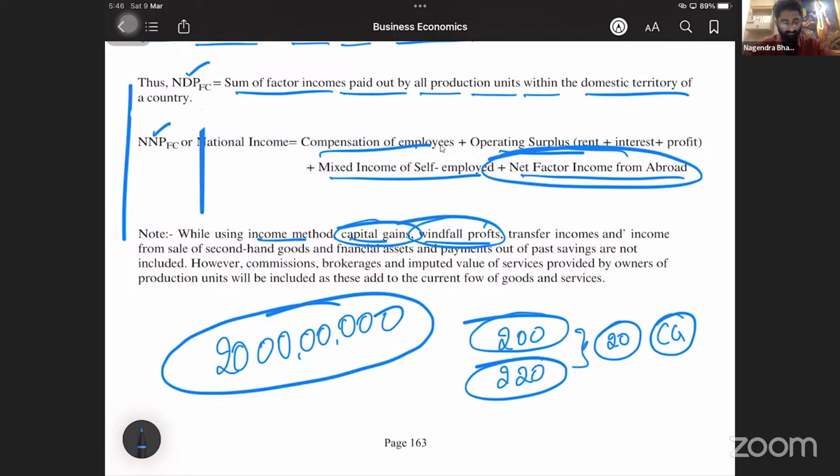Okay, understood? Yes, sir, understood. So this is windfall profit.